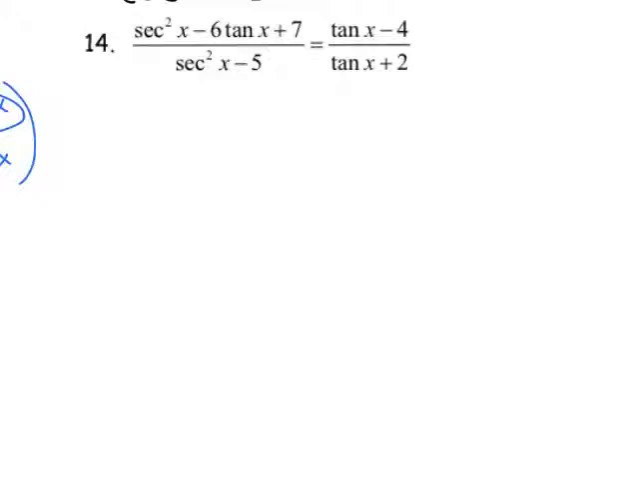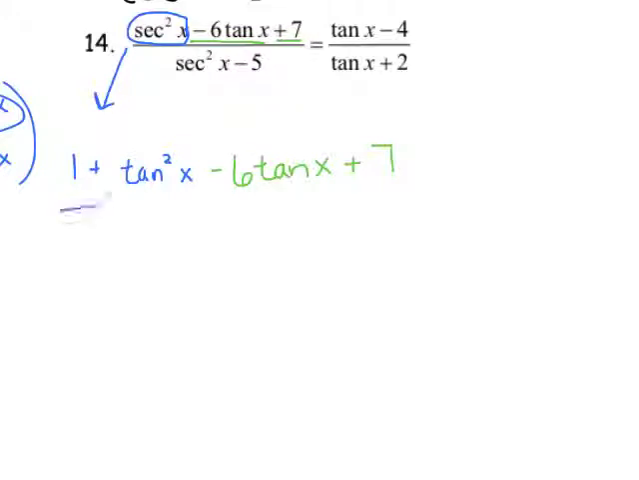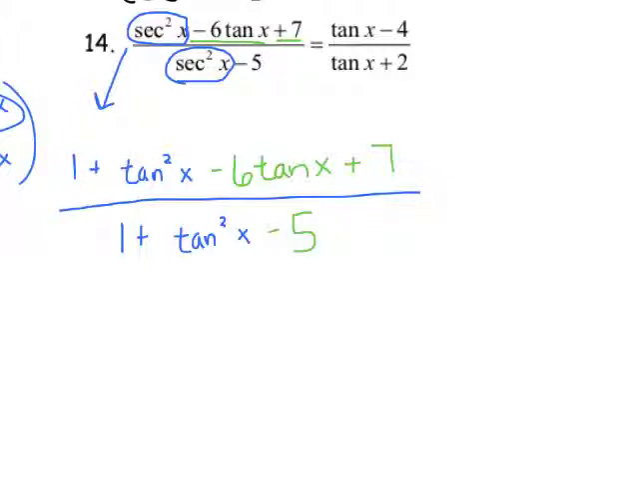So according to the Pythagorean theorem, I don't have to use secant squared. According to Pythagorean theorem, instead of secant squared, I can use 1 plus tangent squared. Okay? Now I'm still going to continue to write the minus 6 tangent x and the plus 7. The reason why I did this step is so that now all I have are tangents on top. And for that same reason, let's go ahead and also change the bottom. So instead of secant squared, I'm going to again write 1 plus tangent squared. And I'll just write the minus 5 exactly how I see it.